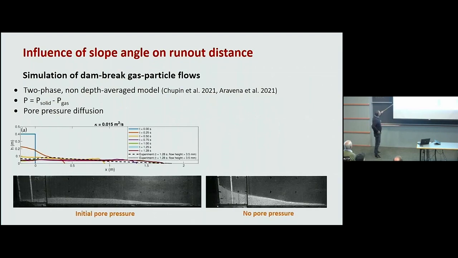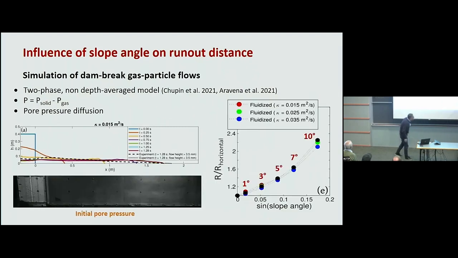Okay, so to take into account this experimental configuration in the model, the solid pressure is counterbalanced by the gas pore pressure. And we assume that it decreases with time according to a diffusion coefficient. So Alvaro Aravena did simulations at different slope angles, and this graph shows that the runout distance normalized by the runout distance on a horizontal substrate increases significantly with the slope angle. For example, at 5 degrees, the increase is by 40%.